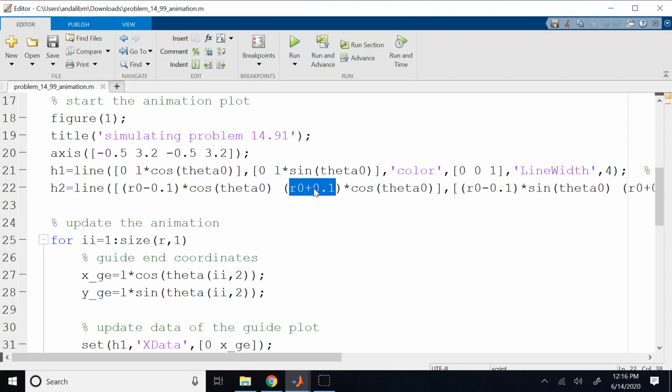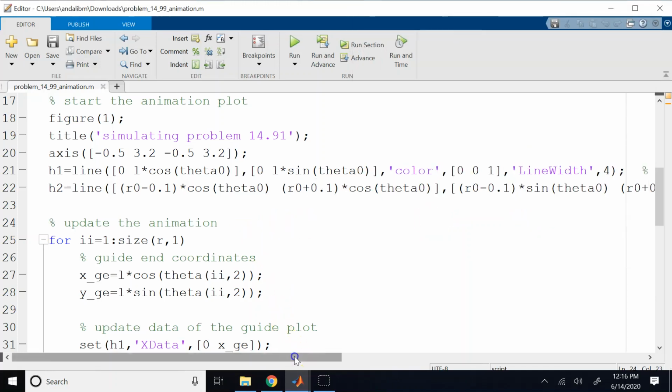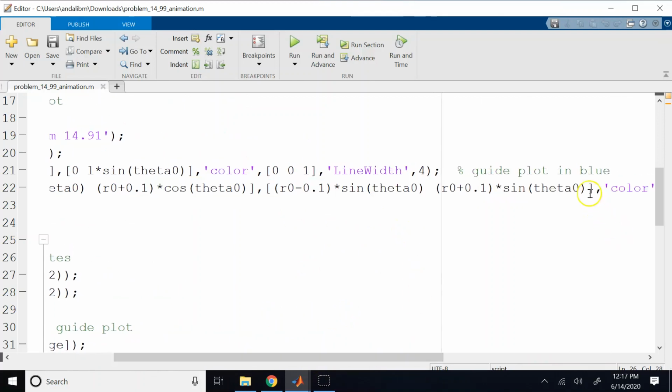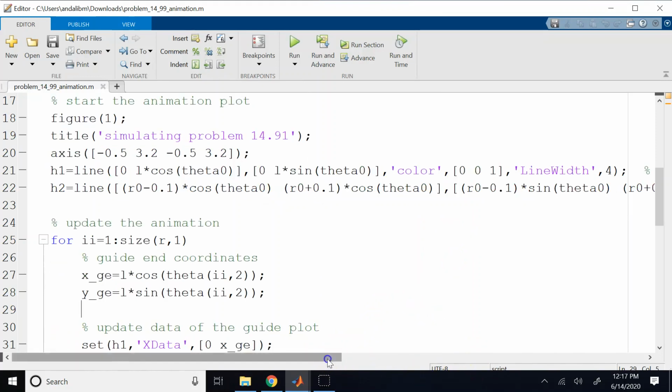Yes, and then I have both of them cosine of theta 0, because these are x1 and x2. So x of a point here and x of a point there are R minus 0.1 and R plus 0.1, both of them times cosine theta, because they are both x. Similarly, if I multiply those two radii by sine theta, I would get y of the two ends of that red block. And then I pass a color red and a line width.